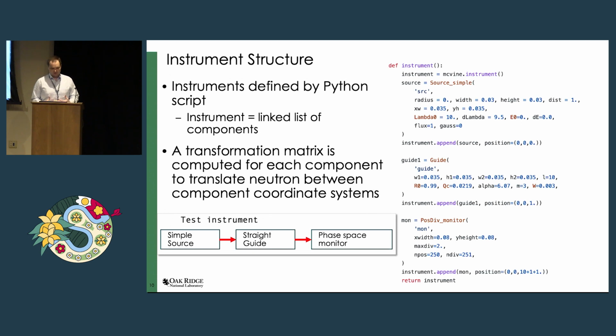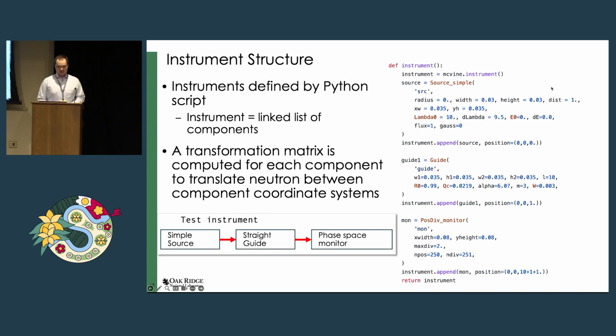So, backing up to look at the overall structure of the instrument. This is an example of an input script that the user would provide. This is an example script of a source, a guide, and a monitor. You can look at it as basically a linked list of instrument components.